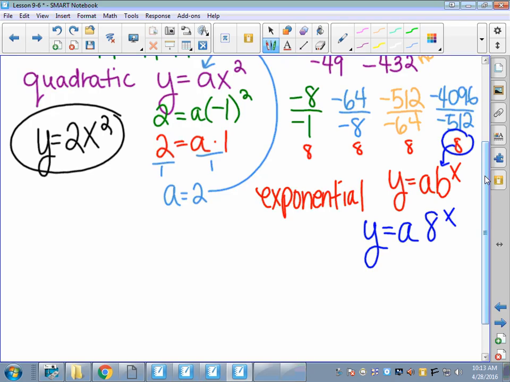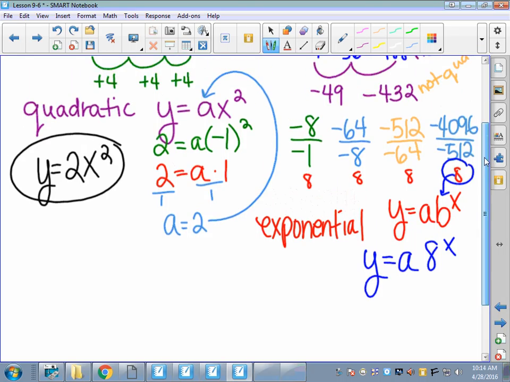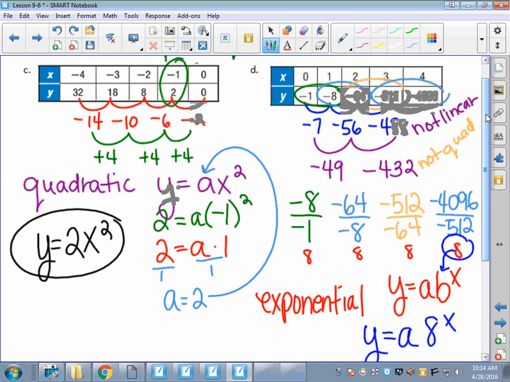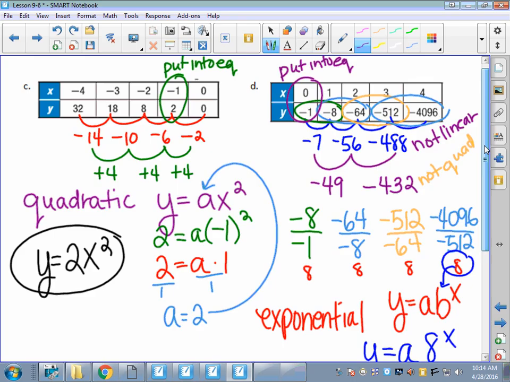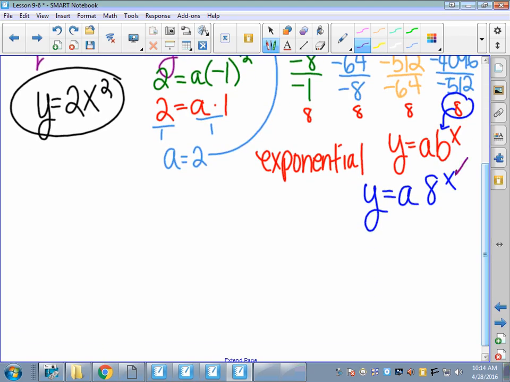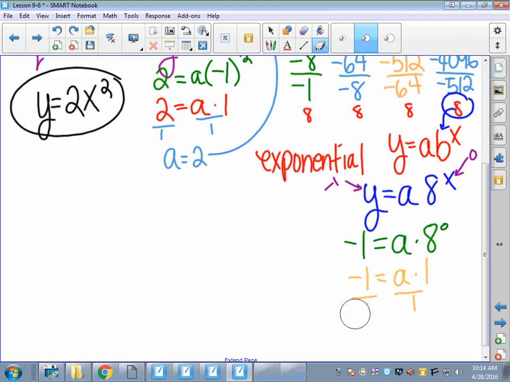Now I'm going to put in an ordered pair, just like I did for quadratic. Don't use 0, 0, but I could use 0, -1. Put into the equation, x is 0 and y is -1. So -1 equals a times 8 to the 0 power. Well, what is 8 to the 0 power? You better remember this one. Anything to the 0 is 1, right? -1 equals a times 1. So what must a be equal to?